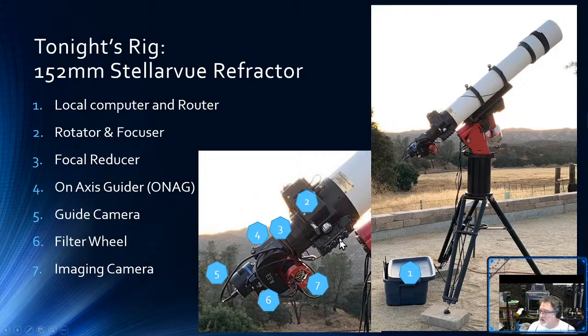And then his instrument package is pretty similar to mine, as it turns out. He has a commercial focuser and rotator combination, a Moonlite Nightcrawler, and then he's got the same focal reducer and the same OnAG, and it looks like a ZWO filter wheel, and it's probably an ASI something ZWO camera on there. And then he has the guide camera on the back of the OnAG. So that's a very similar instrument package to what I'm running.